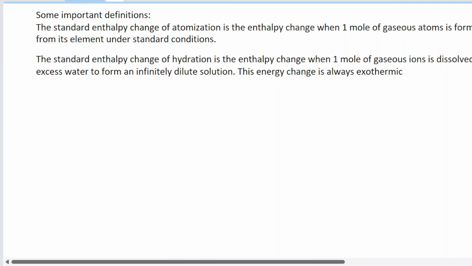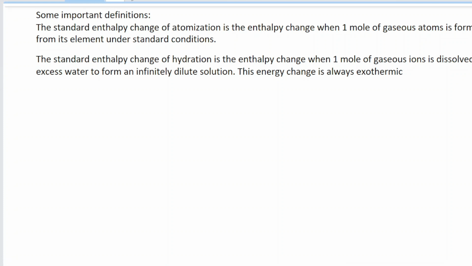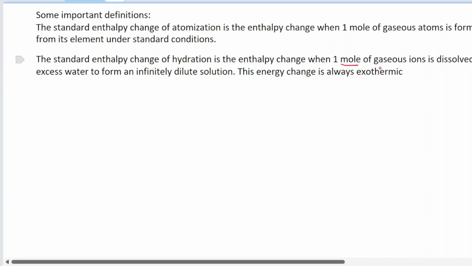Right, let's go on to the next thing, which is the standard enthalpy change of hydration. Now, what does this mean? This is just the enthalpy change when 1 mole of gaseous ions is dissolved in excess water to form an infinitely dilute solution. And this is always exothermic.